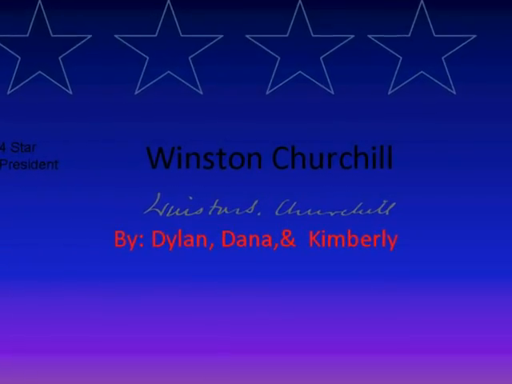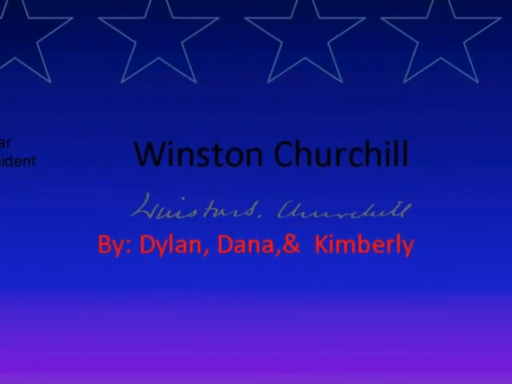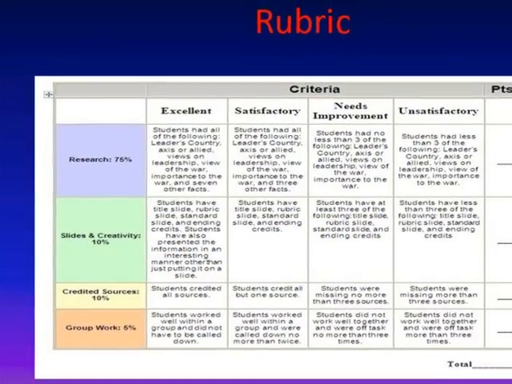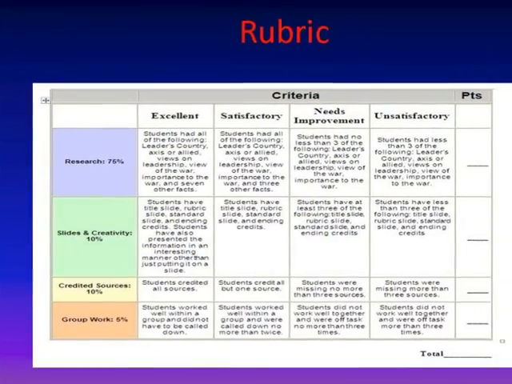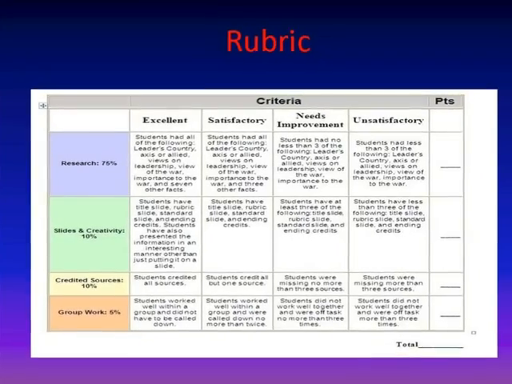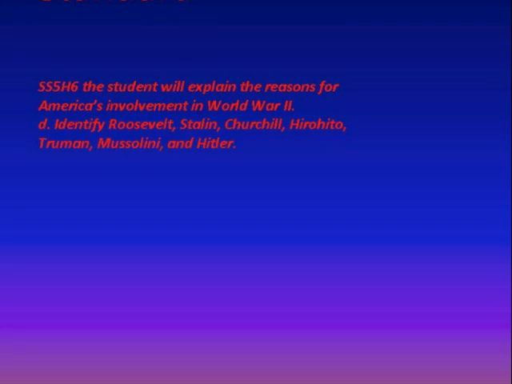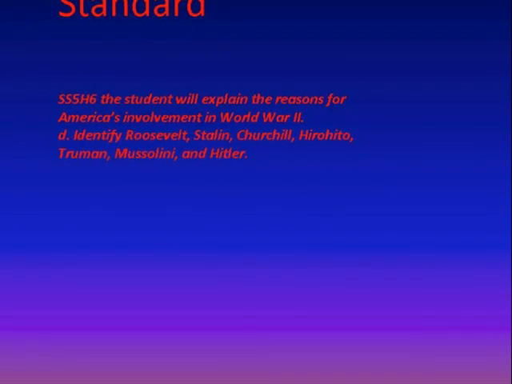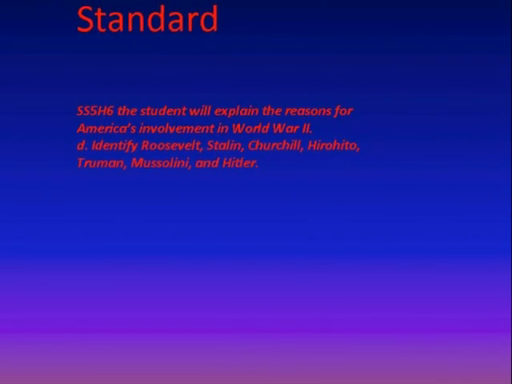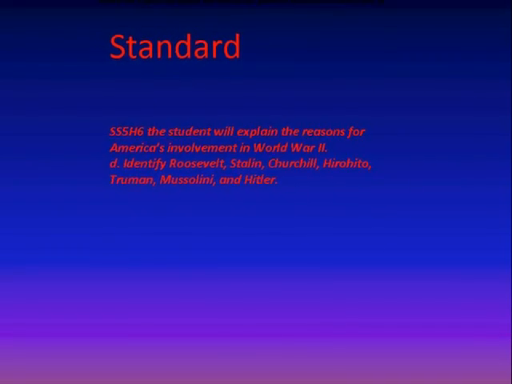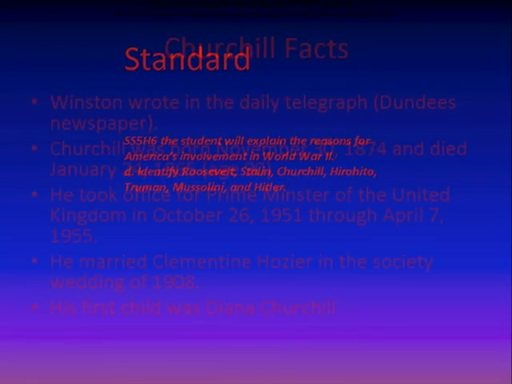Winston Churchill by Dylan, Ada, Gary. This is our World War II rubric. We will be graded on our research, our slides and creativity, our credited sources, and our group work. Standard SS5H6: Student will explain the reasons for America's involvement in World War II. D. Identify Roosevelt, Stalin, Churchill, Hirohito, Truman, Mussolini, and Hitler.